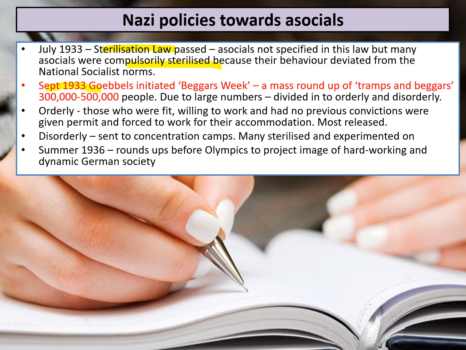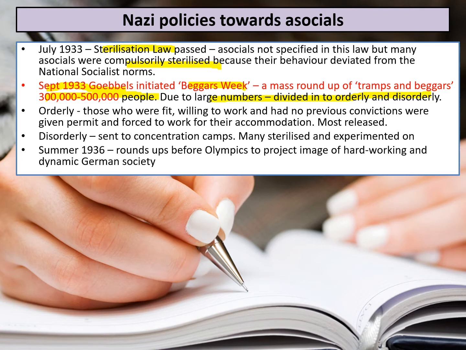By September of 1933, Goebbels decided to initiate something he called Beggars' Week, and this was a mass roundup of people that they saw as tramps and beggars. And we're talking about large numbers of people here, between about 300 to 500,000 people. Now, because of those large numbers, the Nazis then needed to divide them into people that were orderly and disorderly. They couldn't deal with that many people at that point.